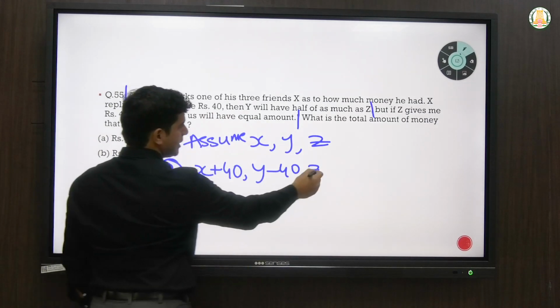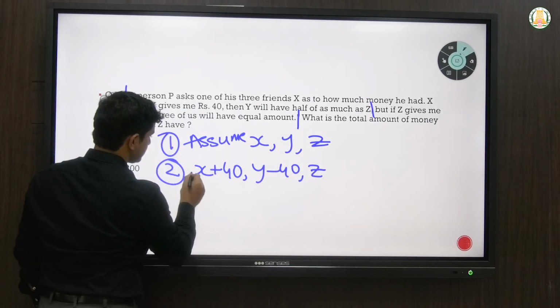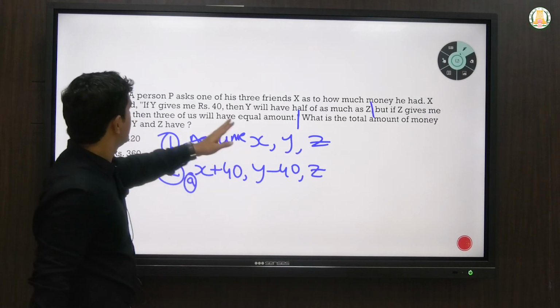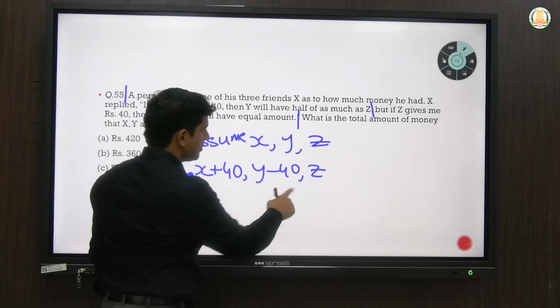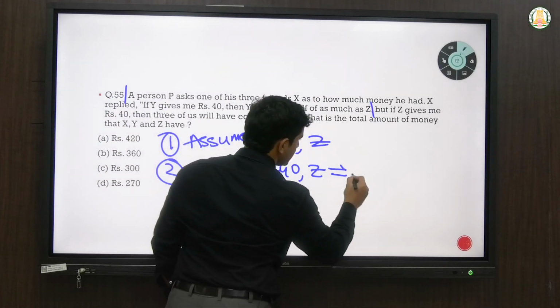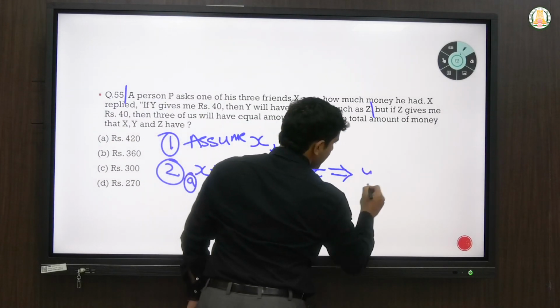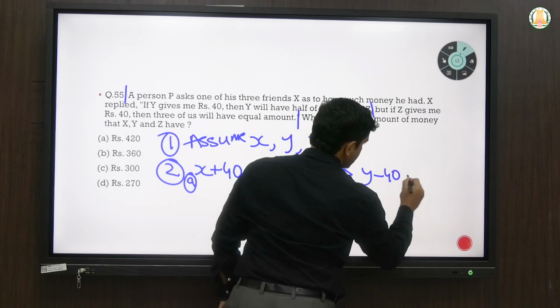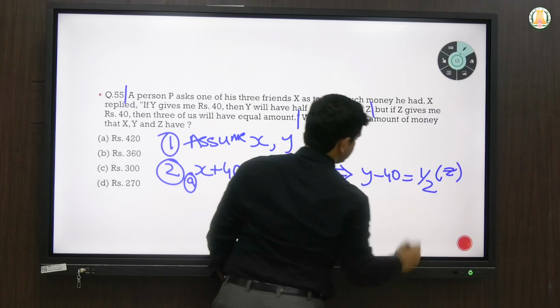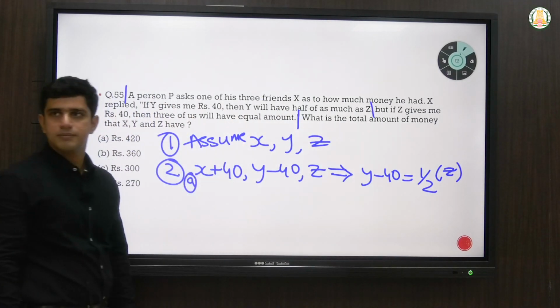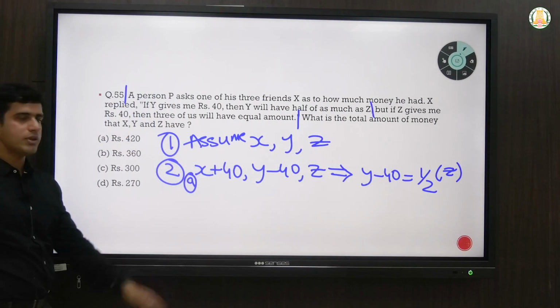Now if this is the condition, let's say condition A. What is he saying? Then Y will have half as much as Z. That means from this condition, whatever Y is having will become half of whatever Z has. Cool? Okay, any confusion?